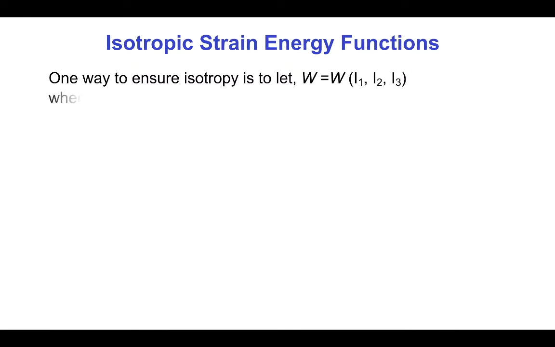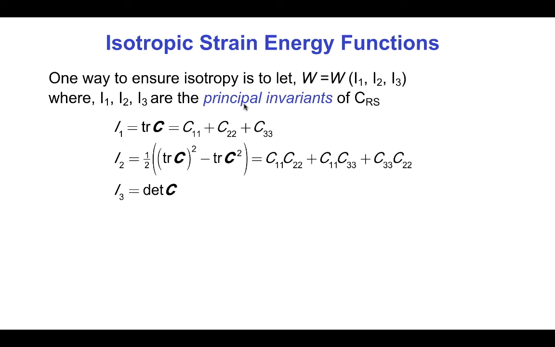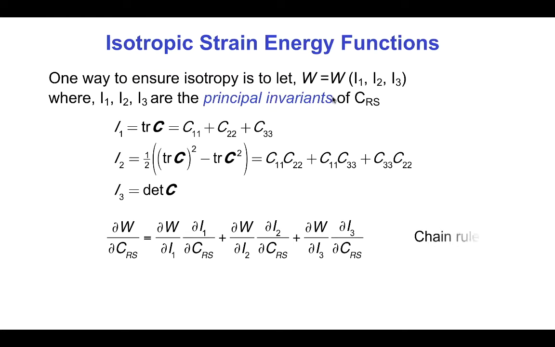So let's look at some strain energy functions, starting with the simplest case of isotropic materials, as we did for linear elasticity. One way to ensure that the stress-strain relation is isotropic is to write W as a function of I1, I2, and I3, where I1, I2, and I3 are the principal invariants of the right Cauchy-Green deformation tensor, given, as you recall, by the trace of C for I1. I2 is 1/2 of the trace of C squared minus the trace of C squared, and I3 is the determinant of C. Since these invariants are invariant under rotations, a stress-strain law written as a function of them will be isotropic.